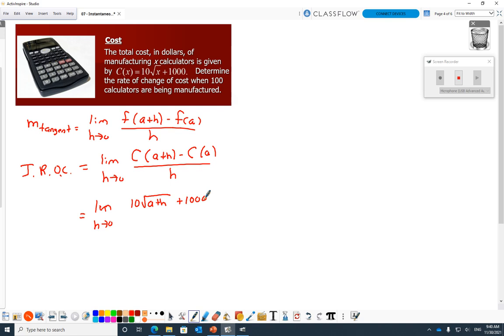And then I got to subtract in brackets. Oh, I'm going to put it in blue. C at A is 10 root A plus 1,000 all over H. So I subbed A plus H into the function. You can hear my voice slowing down there as I'm like, let's just be careful here with our subbing. 10 root A plus H plus 1,000 is what I got when I subbed in A plus H.